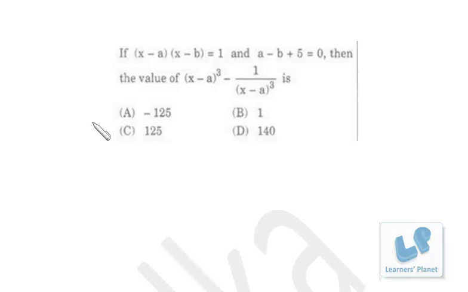Now let's try this problem. A bit lengthy but worth doing. x minus a into x minus b is equal to 1, and a minus b plus 5 is 0, then we have to find out the value of this expression.